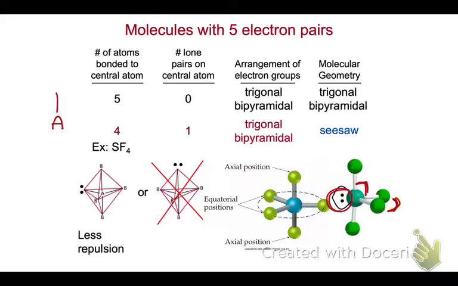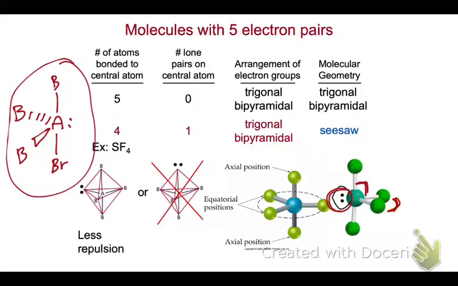Here is how you draw it on your own. Remember, you have the two axial positions, and then you have another one on the plane of the screen. Then you have one going forward and one going backward. That is the shape of distorted tetrahedral or seesaw.